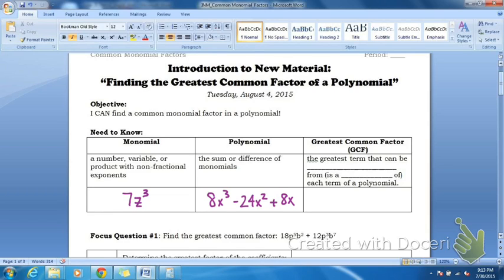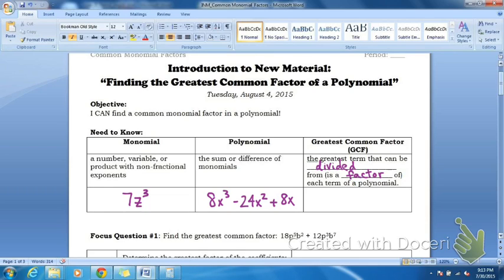And we can now take a look at what the greatest common factor is between those, but let's define that first. The greatest common factor, which can be abbreviated as GCF, is the greatest term that can be divided from, or is a factor of, each term in a polynomial.